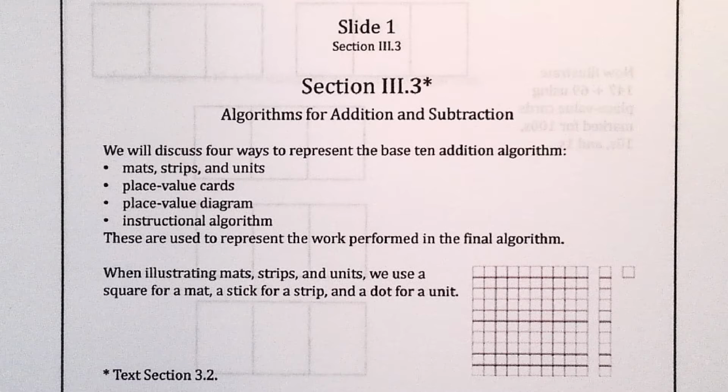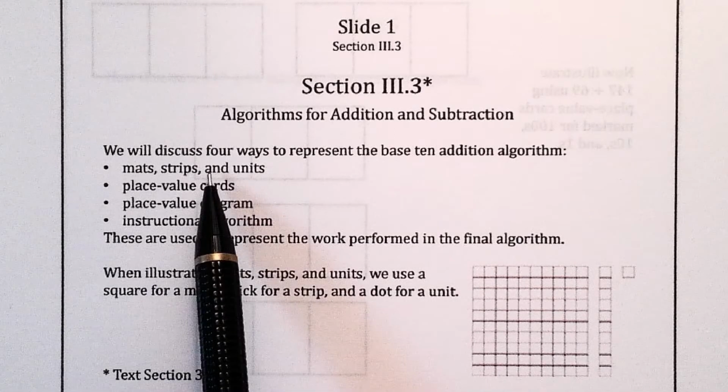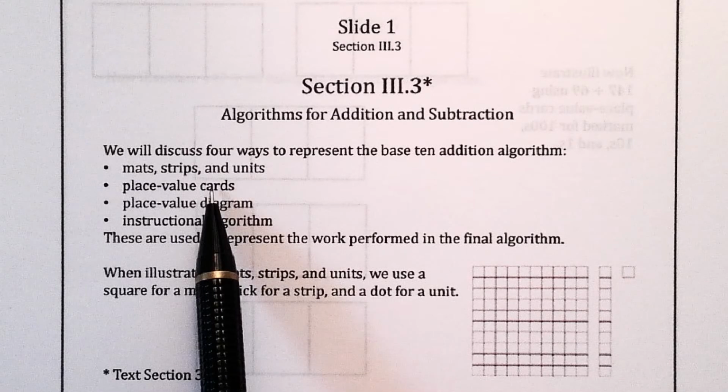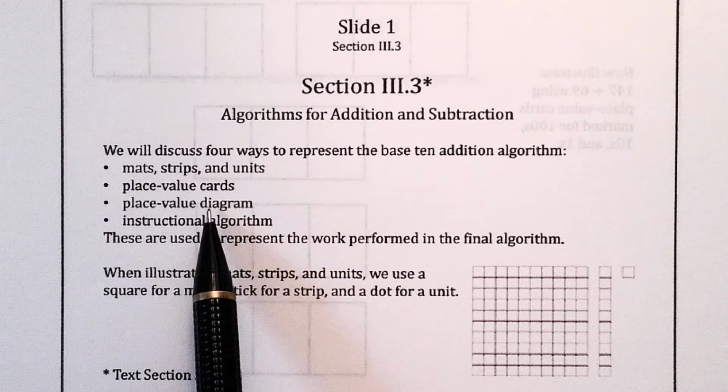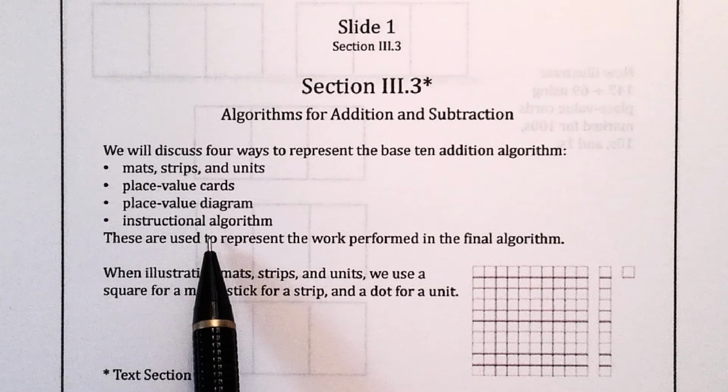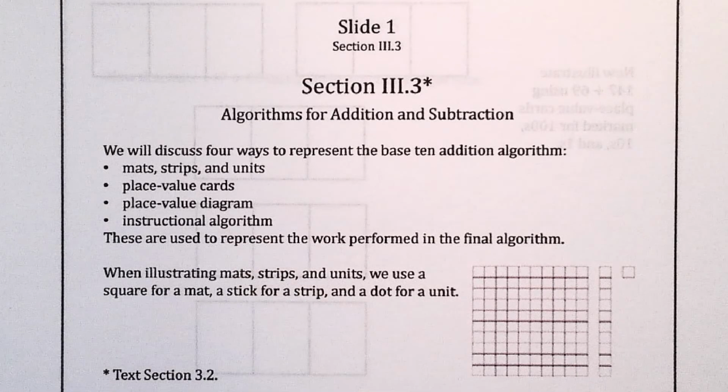When we represent the addition algorithm in base 10, we have four ways of doing that. We can use math strips and units, we can use place value cards, we can use a place value diagram, or we can use the instructional algorithm. These are used to represent the work that is performed in the final algorithm, which is what you probably learned in grade school.